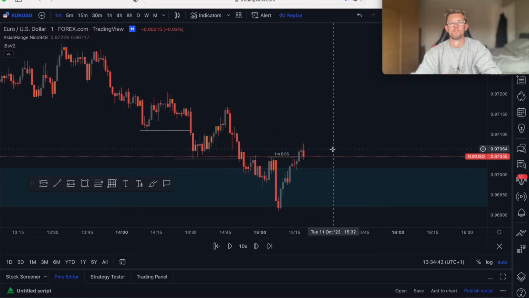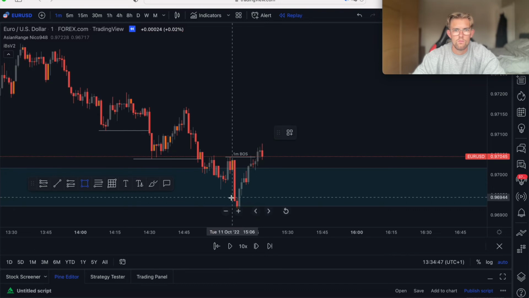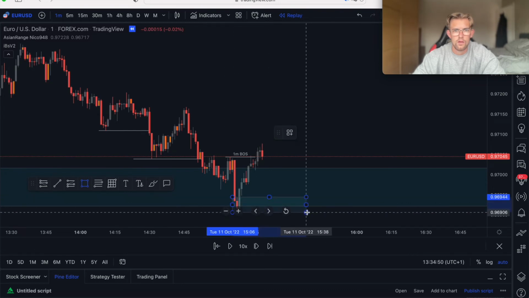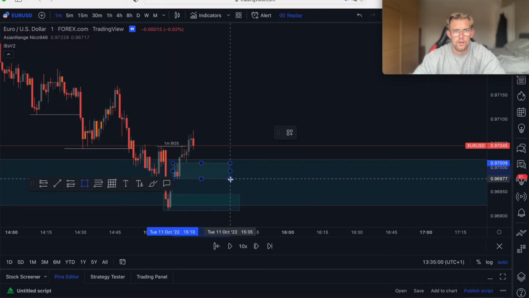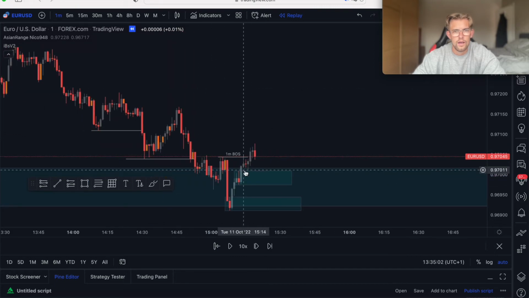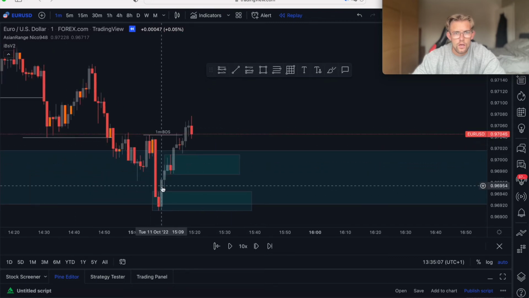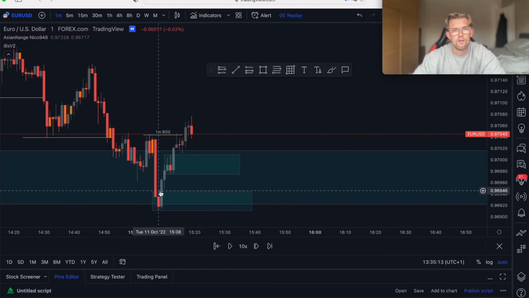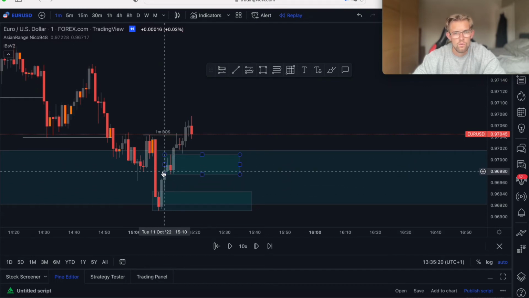Okay, now I'm happy to look for an entry at this point. So where do we look? We've got this extreme area here, and we also have a flip zone here. The reason I entered off the flip zone in this scenario is because here we have unmitigated price, ever so slightly. If we look at the difference between the wicks, there's a little bit of unmitigated price. However, this candle here was quite a small one with no real wick to the downside.